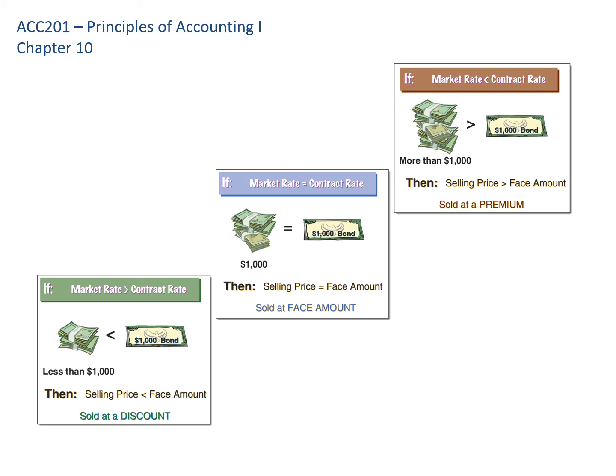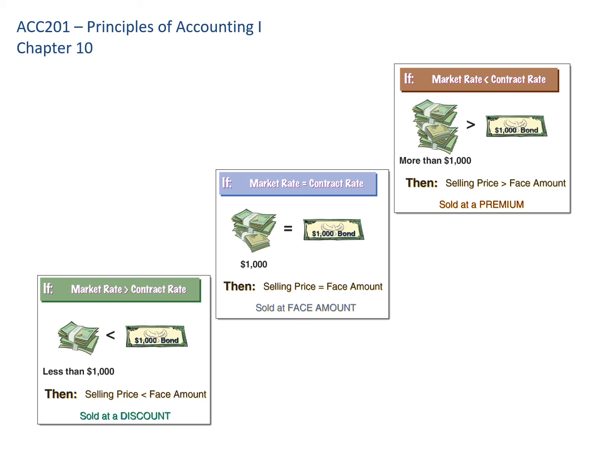The reverse could be true as well. It could sell at a premium. So if you offer a contract rate that's much better than the market rate, say SPSEC issues a bond when the market rate is 3.5%, maybe they don't know that perfectly and they issue it at 5%. Now people are going to be willing to pay more than $1,000 for that because they're willing to settle for 3.5%, but it's paying 5%. So in that case, the bond would sell at a premium.